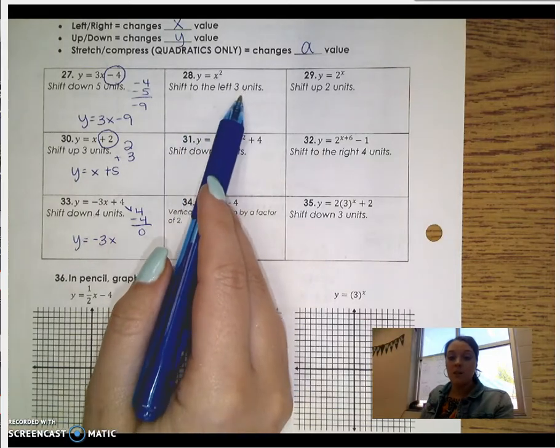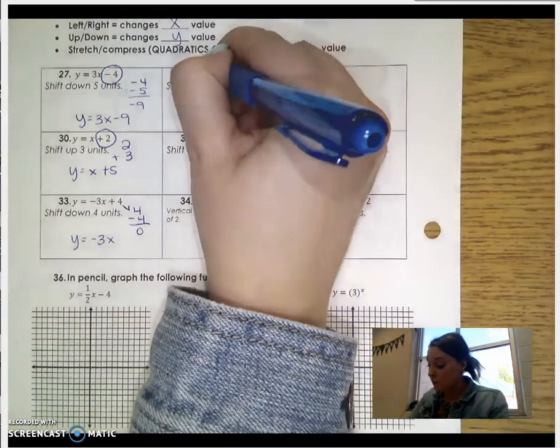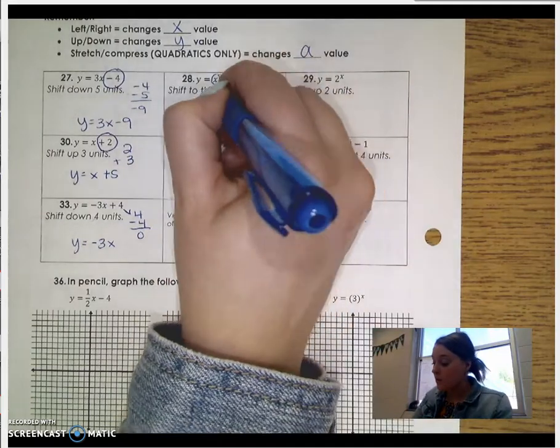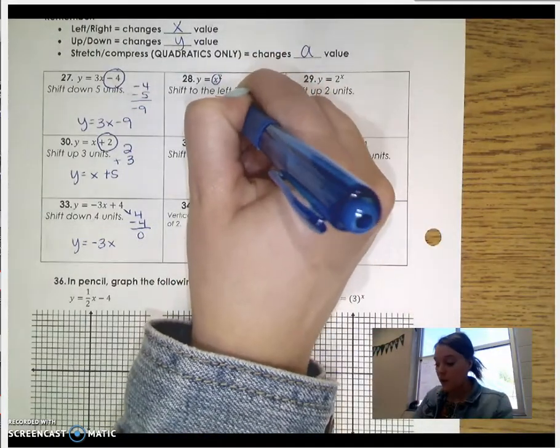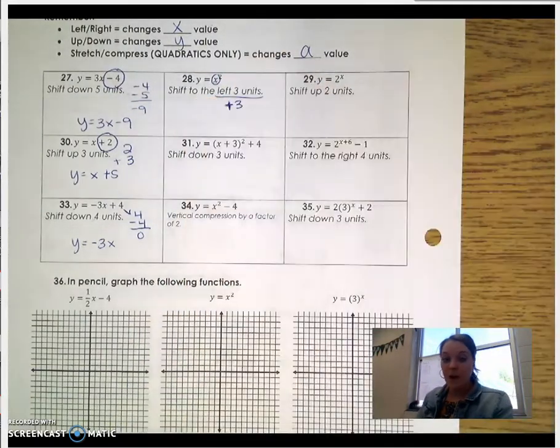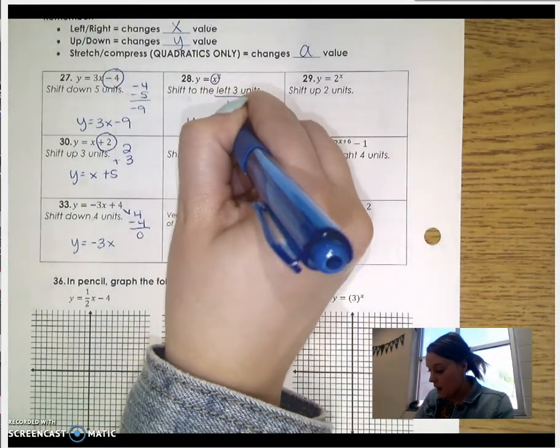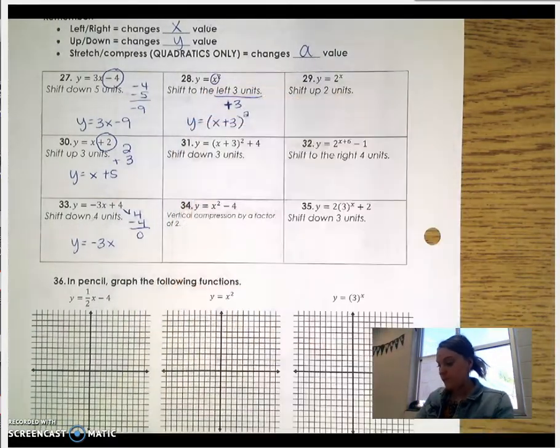So if I want to shift this left 3 units, I have to directly impact my x value, so I have to put it in parentheses. So left 3 units would be plus 3. Remember, left is plus, so my new function would be y equals x plus 3 squared.